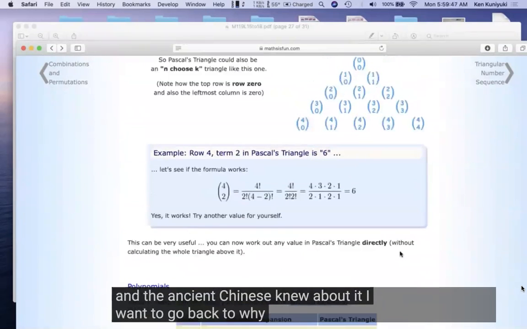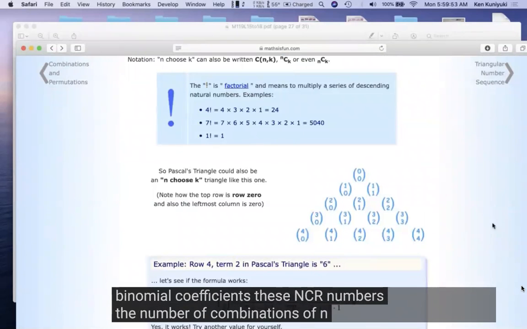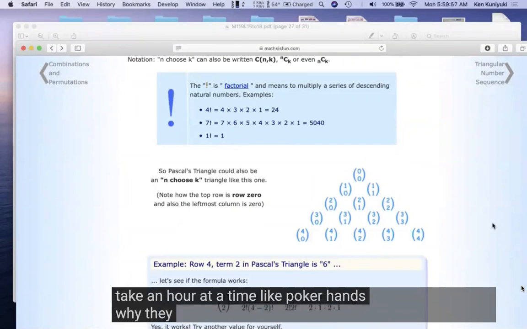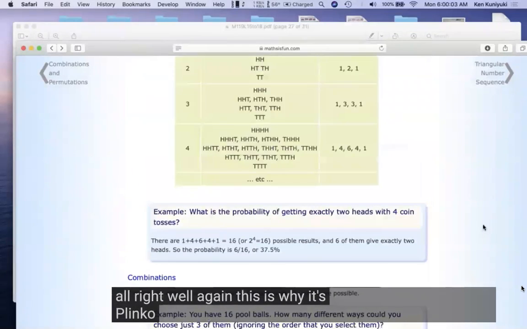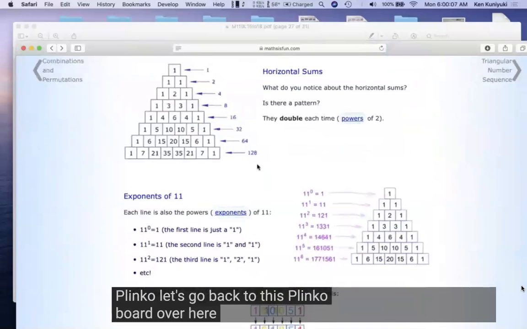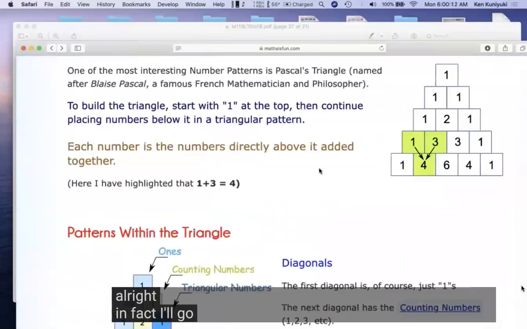I want to go back to why it is that these binomial coefficients, these NCR numbers, the number of combinations of n items taken r at a time, like poker hands, why they correspond to Pascal's triangle. All right. Well, again, this is why it's Plinko. Let's go back to this Plinko board over here, this Pascal's triangle. In fact, I'll go to the very top.